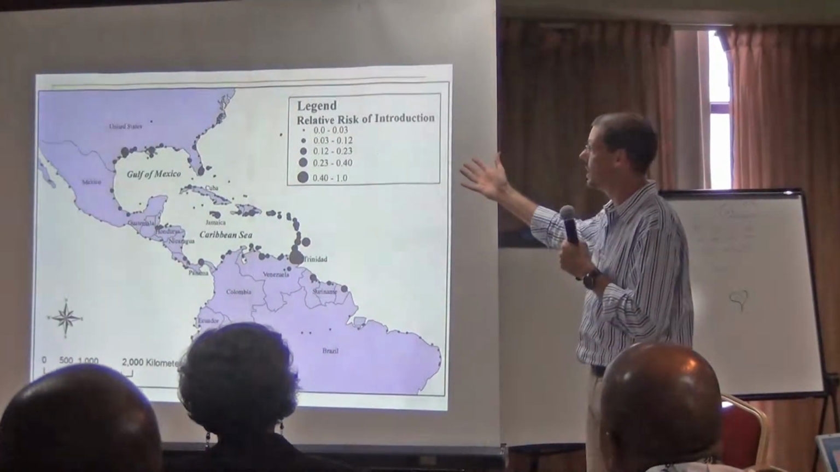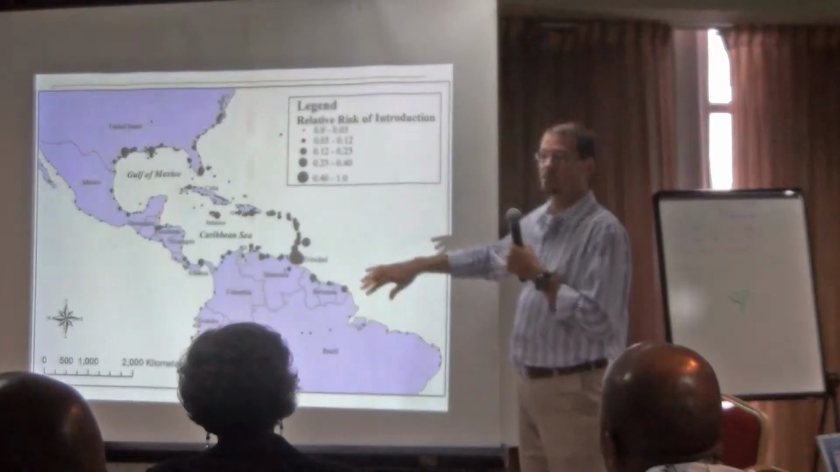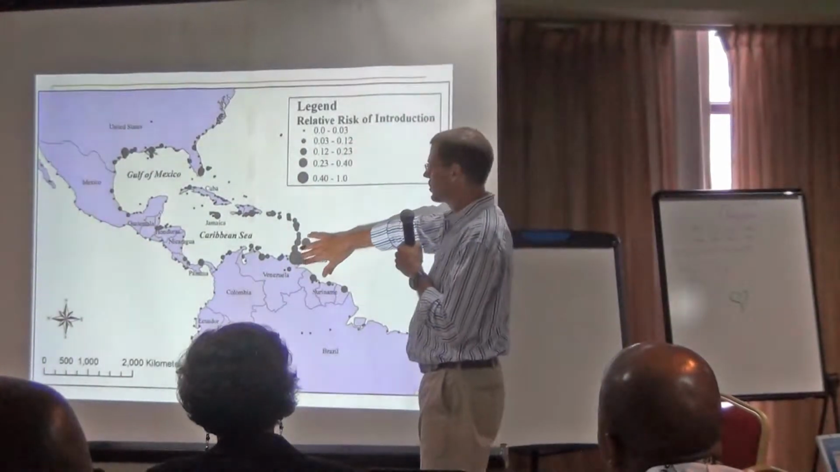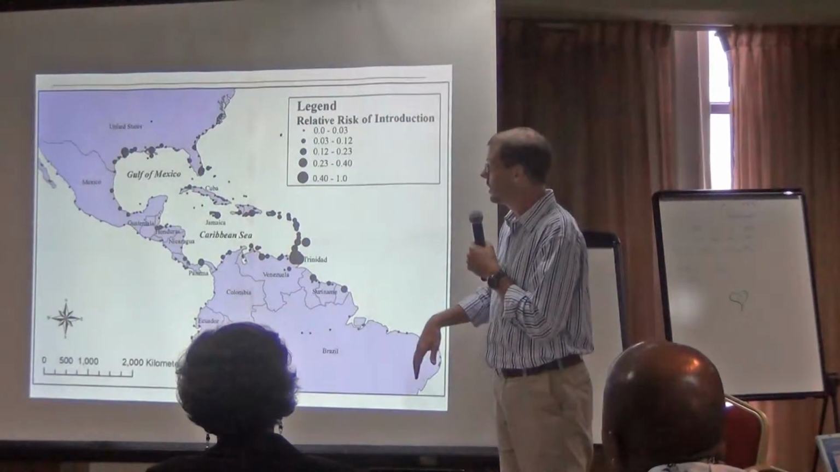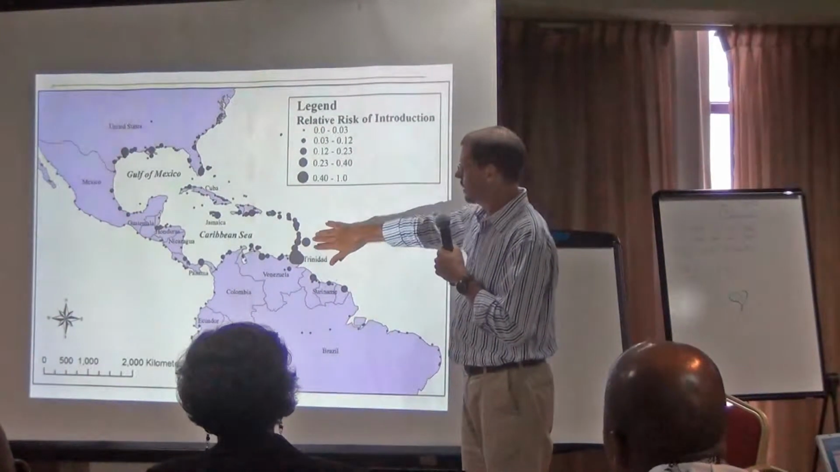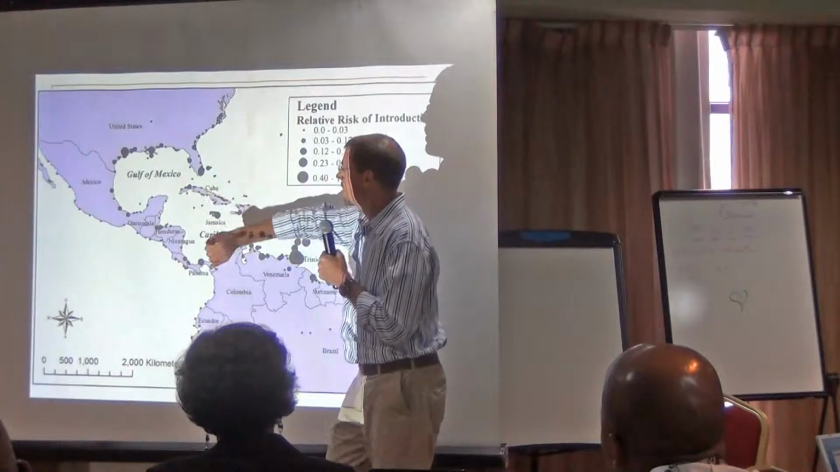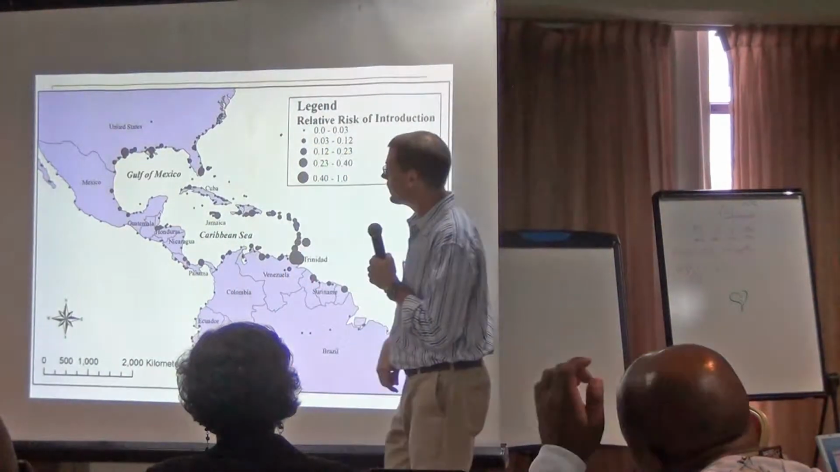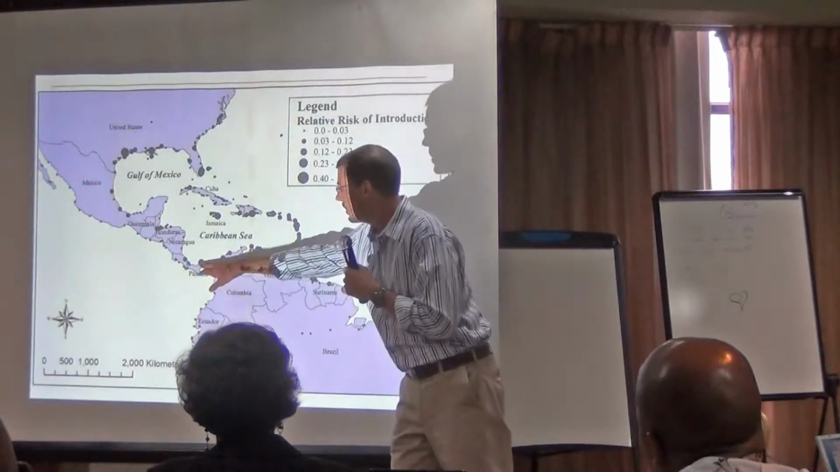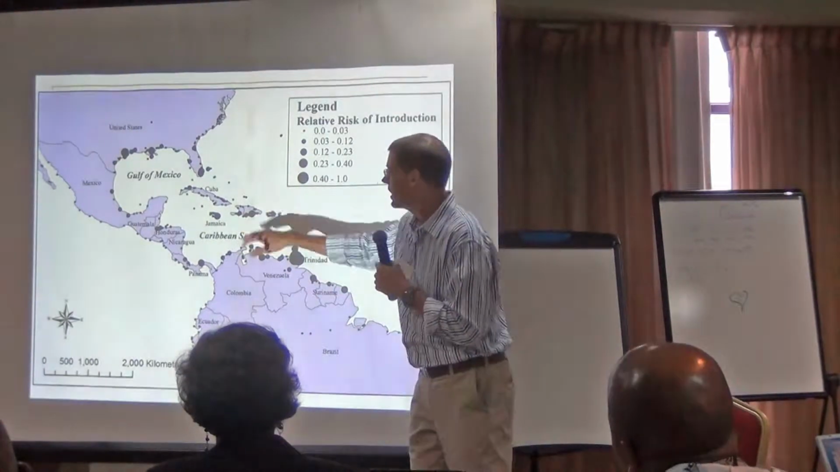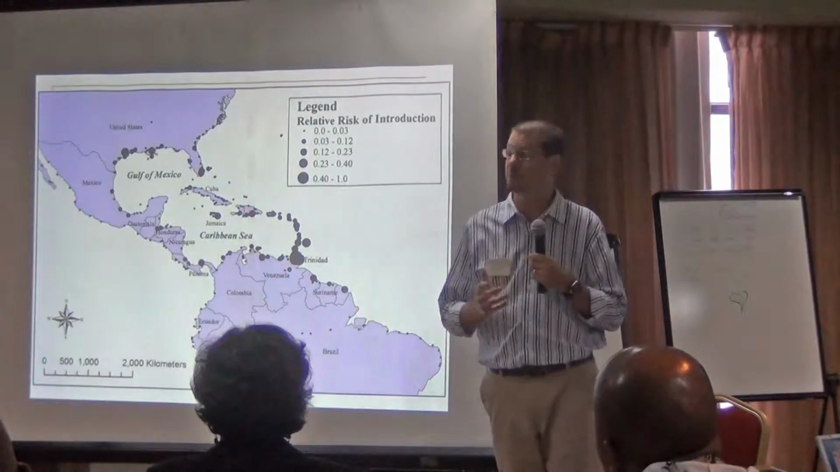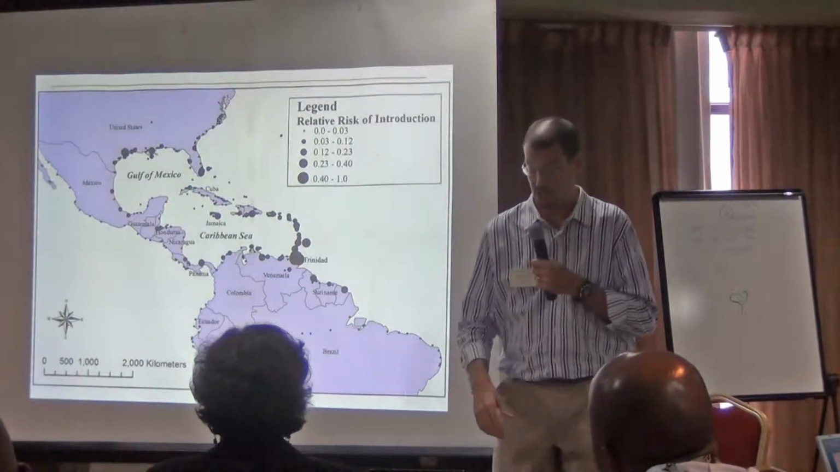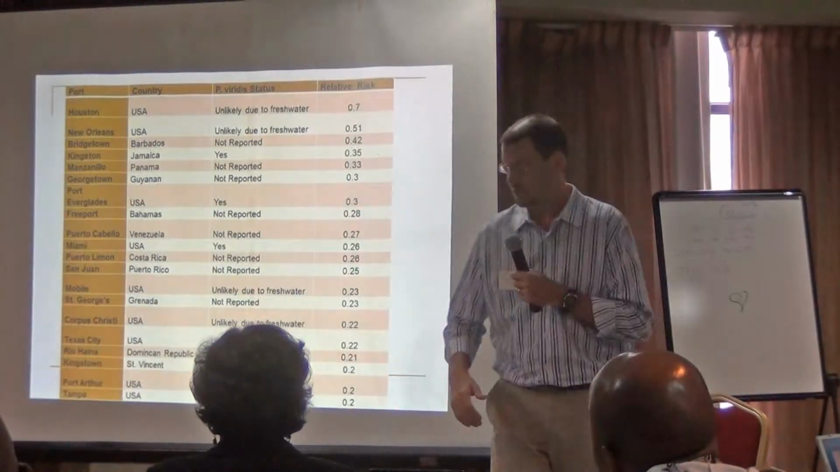And so here is my map of relative risk. Obviously, Trinidad, where things are, is most likely where they are to be in the future. But some other places popped up: Barbados, Florida, Houston, New Orleans, Panama Canal, Jamaica, Dominican Republic. Some have green mussel now, and some don't. And so we can look at this in table form.